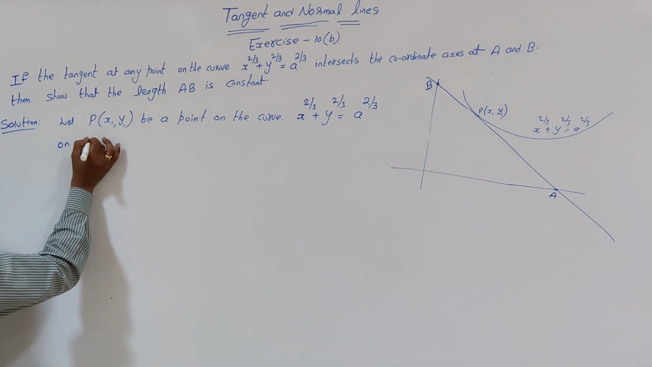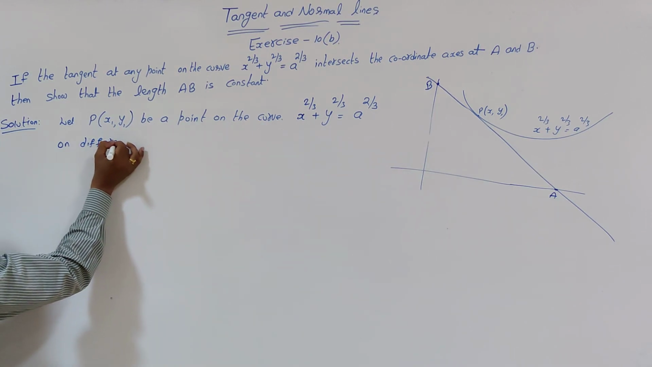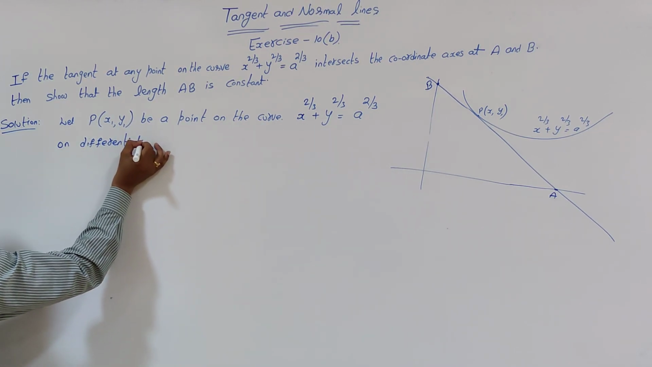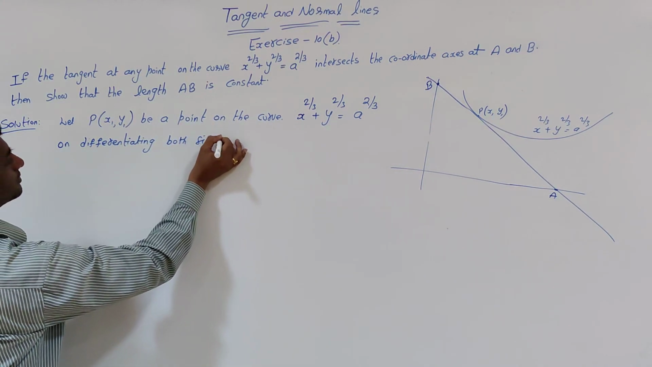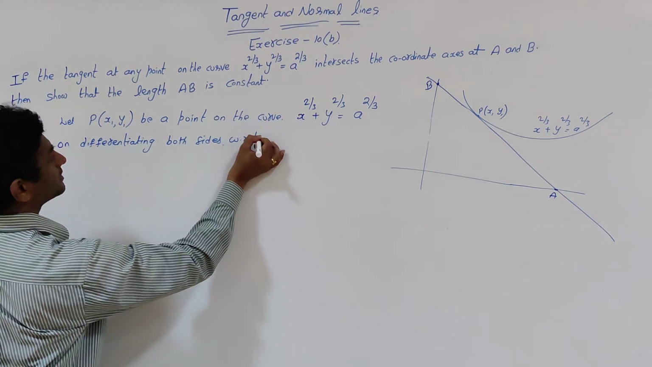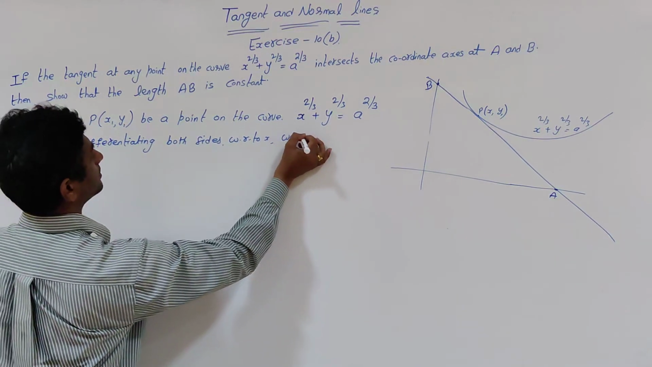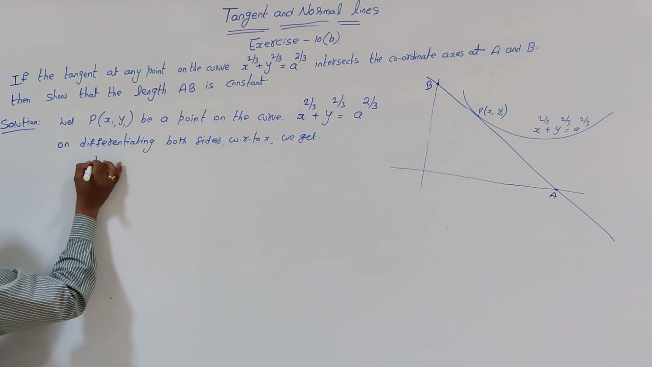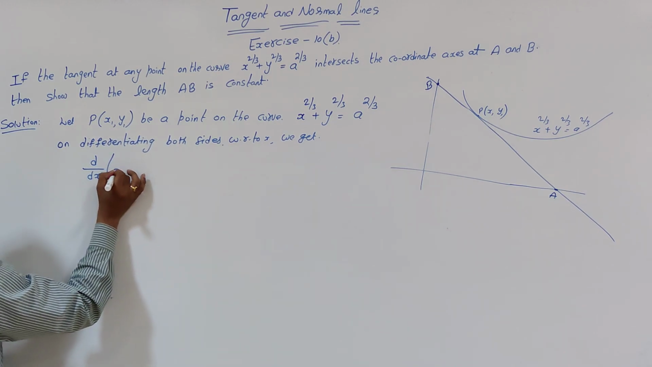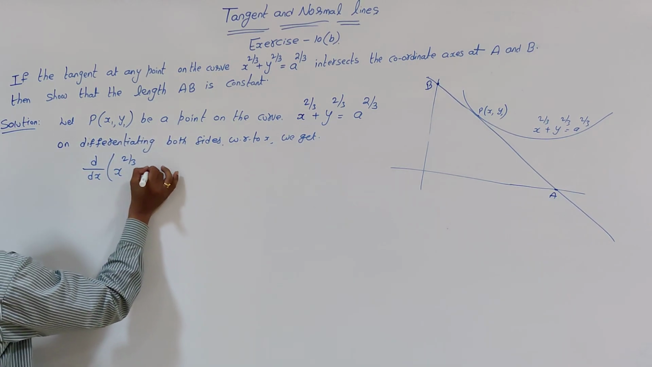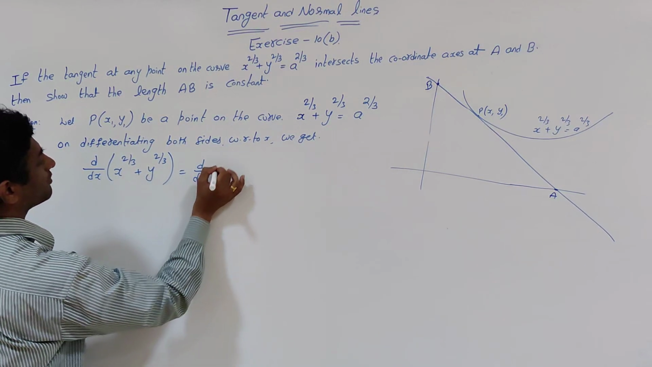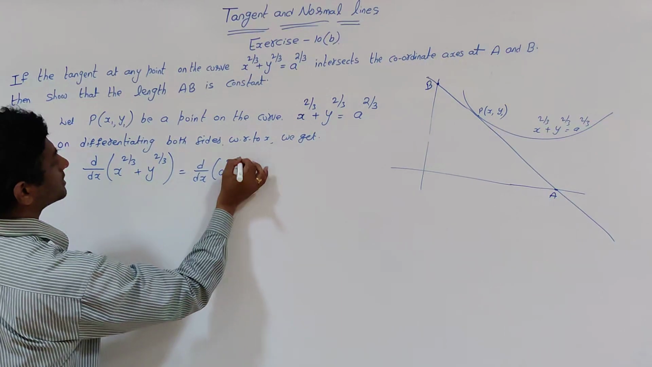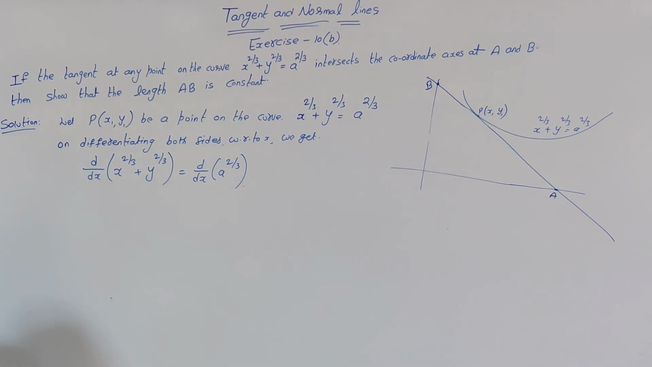On differentiating both sides with respect to x, we get d by dx of x to the power of 2 by 3 plus y to the power of 2 by 3 is equal to d by dx of a to the power of 2 by 3. On the right hand side, a to the power of 2 by 3 is constant.